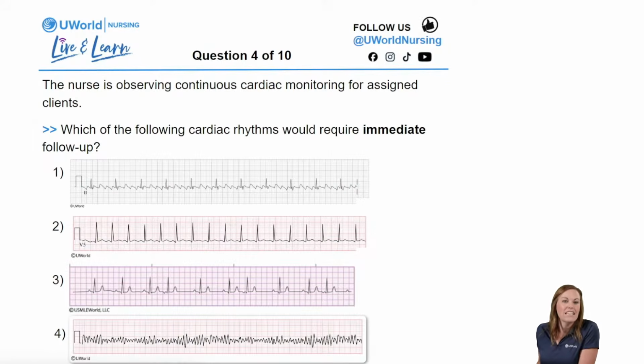Question 4. The nurse is observing continuous cardiac monitoring for assigned clients. Which of the following cardiac rhythms would require immediate follow-up? Nothing to read here about our options, but you guys can see 4 strips, so we'll talk about those. Y'all have 30 seconds. Let us know, and after you answer, let us know what the rhythm is in the option, if that makes sense.